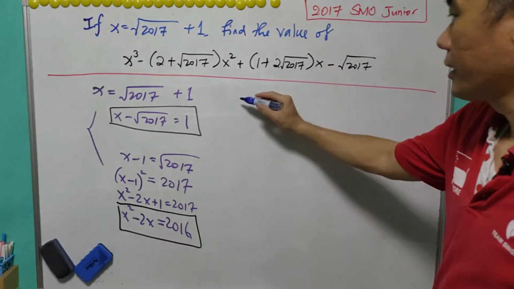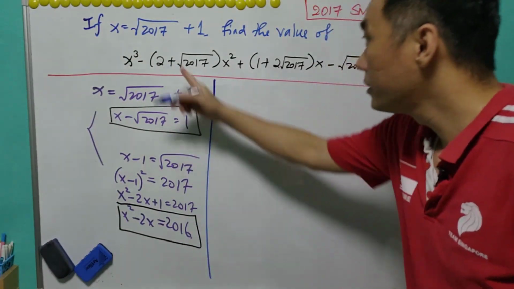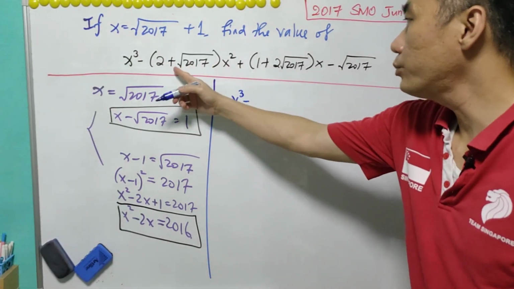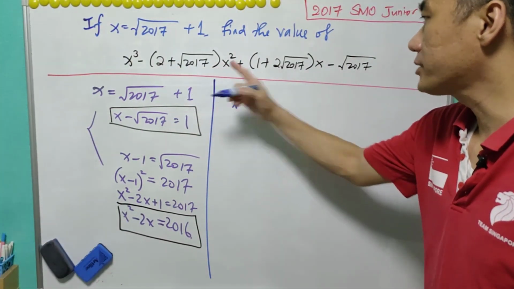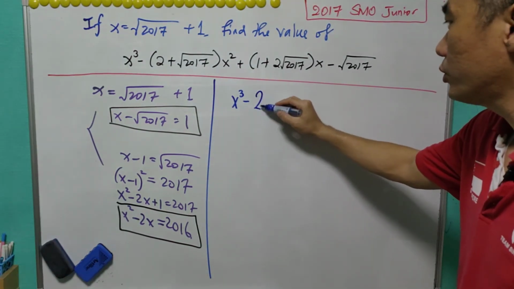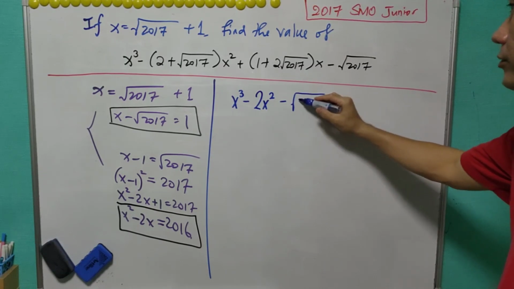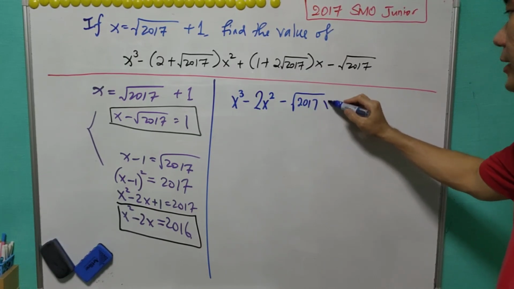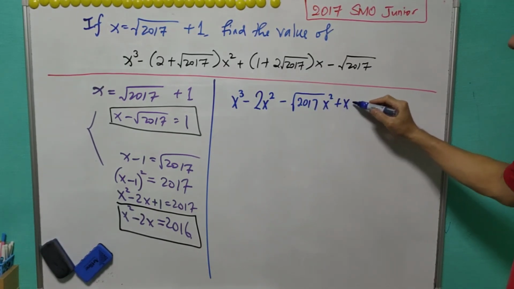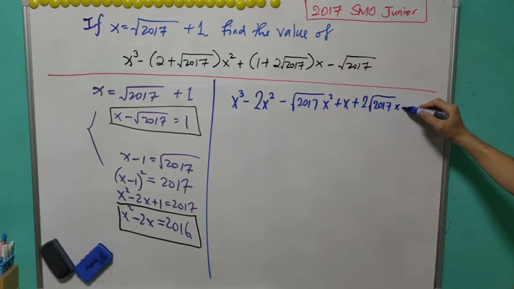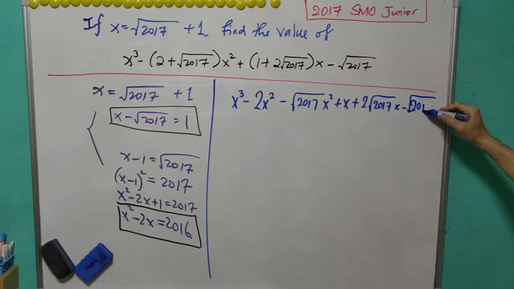So x cubed minus (2 plus square root of 2017) x squared can be written as x cubed minus 2x squared minus square root of 2017 x squared plus x plus 2 square root 2017 x minus square root of 2017.